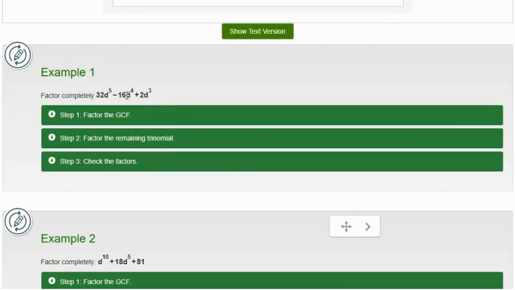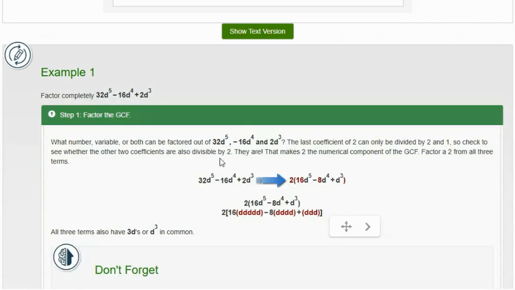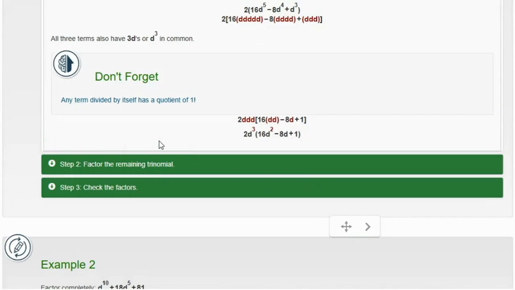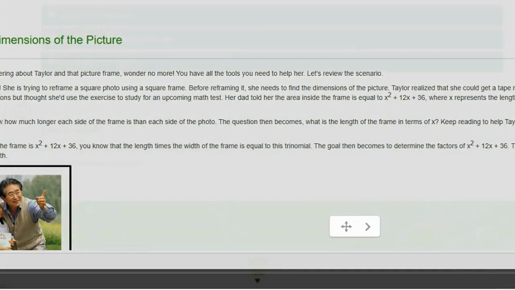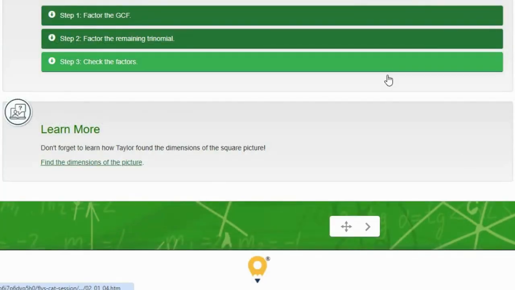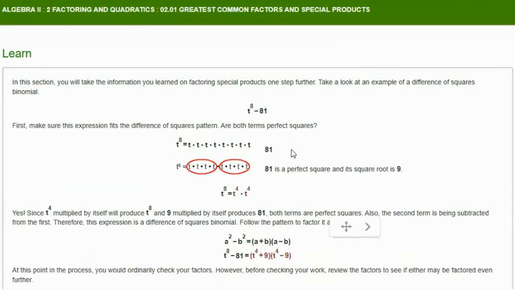So here they have some to factor completely. Remember, the first thing you have to do, I'm going to move on because we're about out of time, you got to pull that 2 out. After you pull the 2 out, then it works. Another example. Oh, and find the dimensions of the picture. If you want to read through that, it tells you how she found the dimensions of the picture, but we're not going to take the time. I need to see what's on page 4 real quick.